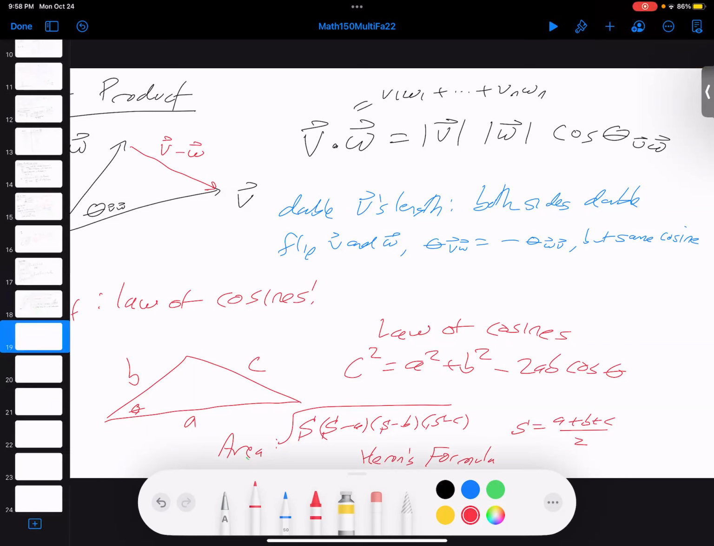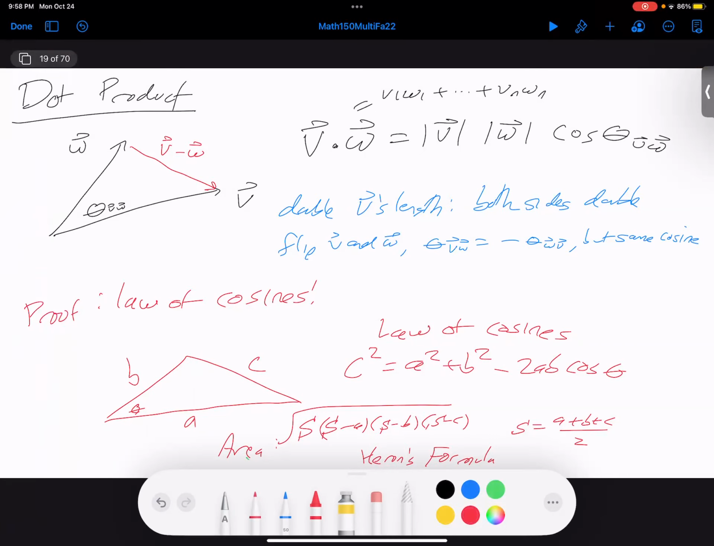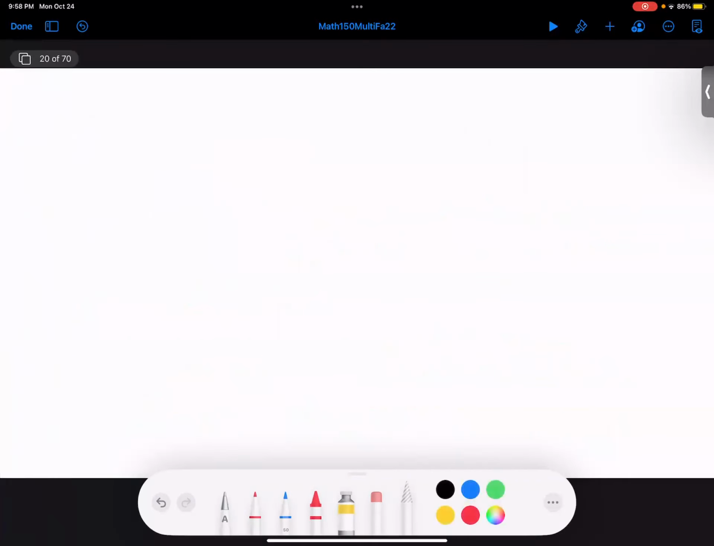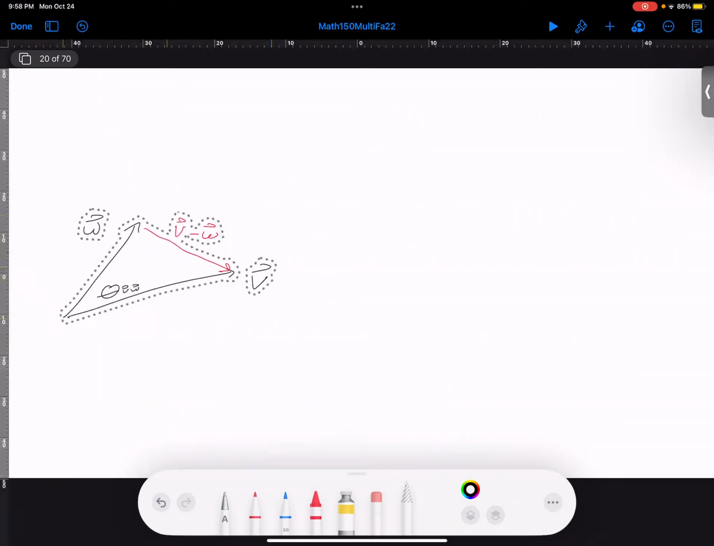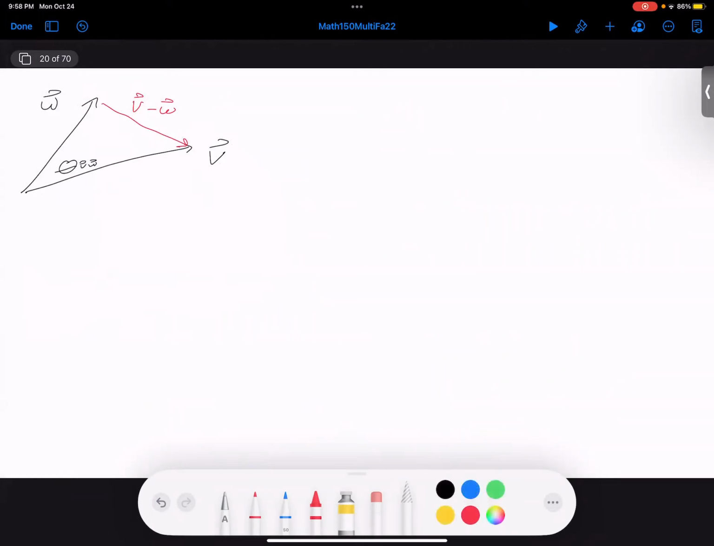Okay, so how does this help us in what we want to do? Fortunately, I can quickly just copy something and paste it onto the next page, so I don't have to draw the picture again. Okay, there you go. Now let's apply the law of cosines.